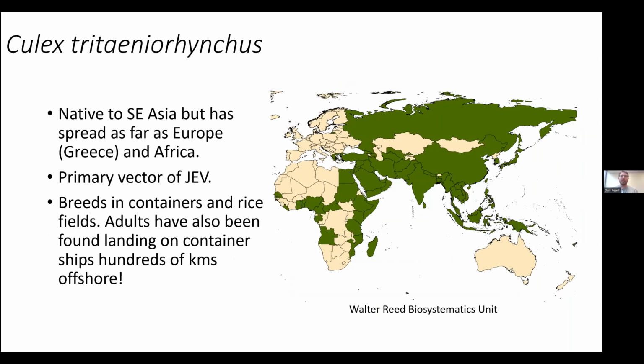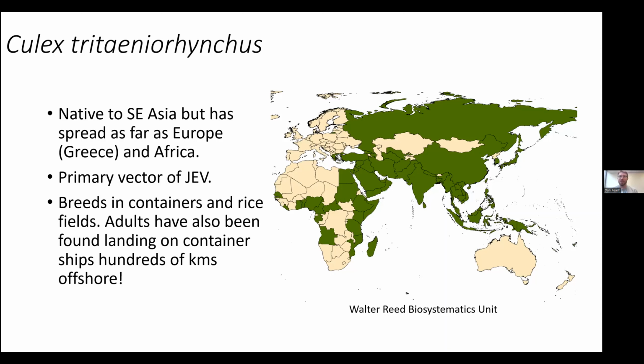Another possibility is Culex tritaeniorhynchus. This is the primary vector of Japanese encephalitis virus in the field in East Asia. It's native to Southeast Asia, but it's been spreading quite a bit lately. It's found its way all the way to Africa and to Europe. It goes up into Japan and into Russia. So it could possibly establish here in BC were it to get here. It's a container breeder, and it also breeds in rice fields, so it can be moved around in containers. We're starting to get a few rice fields established around the Lower Mainland in British Columbia. So if something like this were to get here, it could just hop right into habitat that it's already known to use.